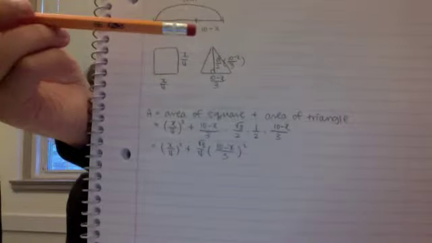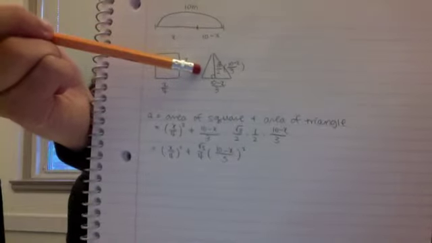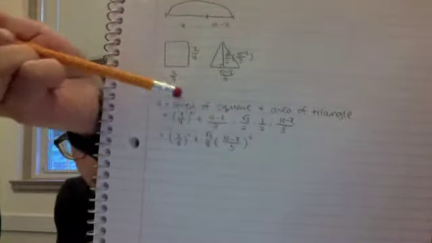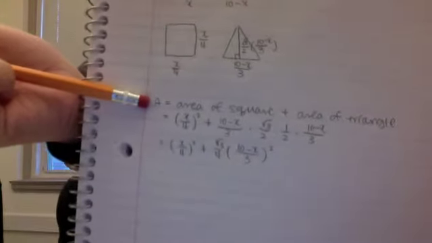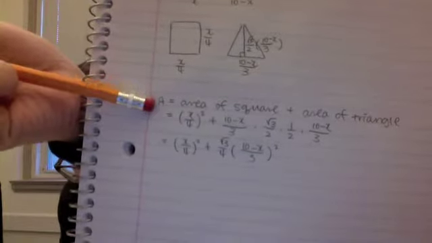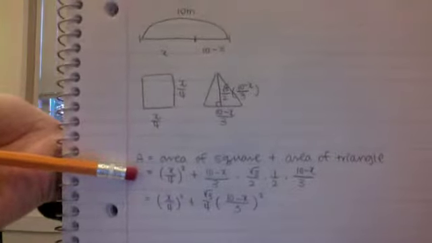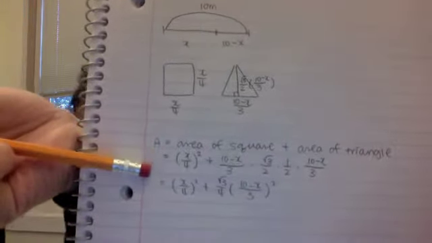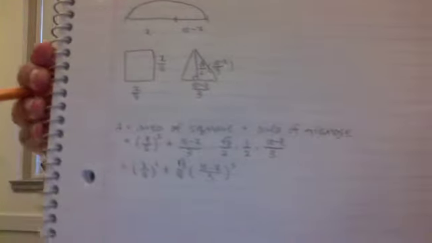The second part of the wire would be 10 minus x, and the side of the triangle would be (10 minus x) over 3. The total area of the two shapes would be the area of the square plus the area of the triangle. The area of the square would be (x over 4) squared, plus the area of the triangle, which is the base times height times half.